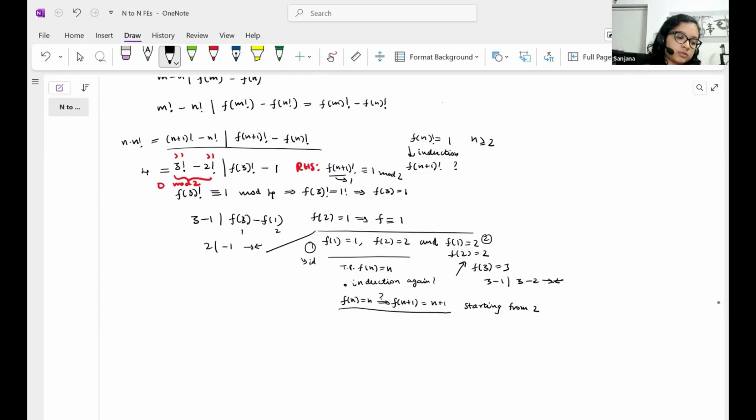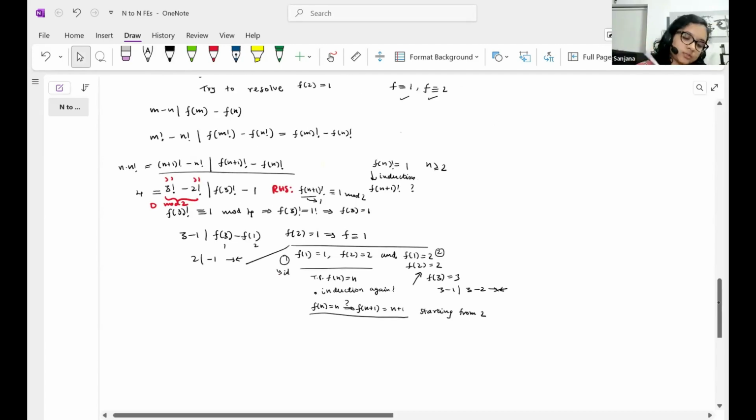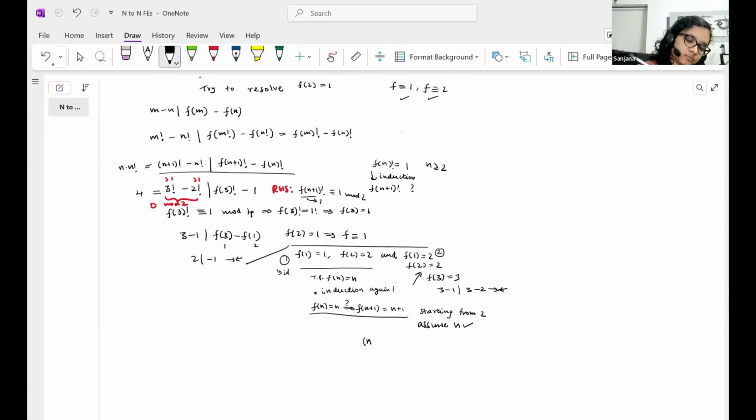So how would we go about this? Suppose we have proven, like assume we have proven for n. Then we have n times n factorial divides f of n plus 1 factorial minus n factorial. We get that from this identity.